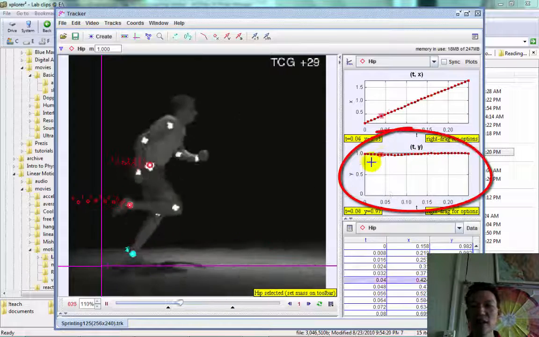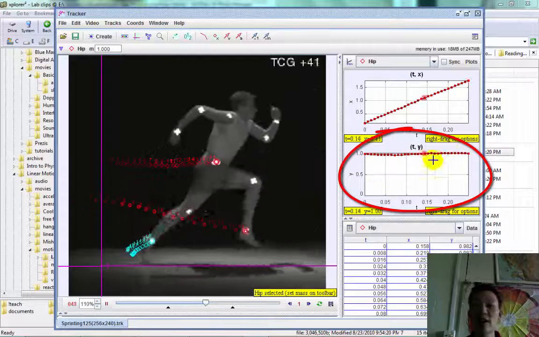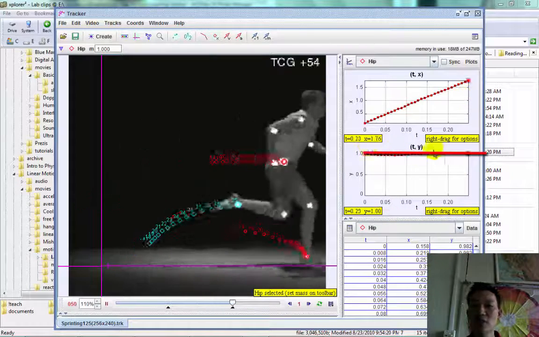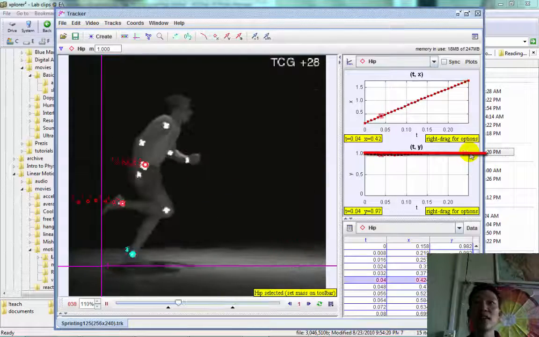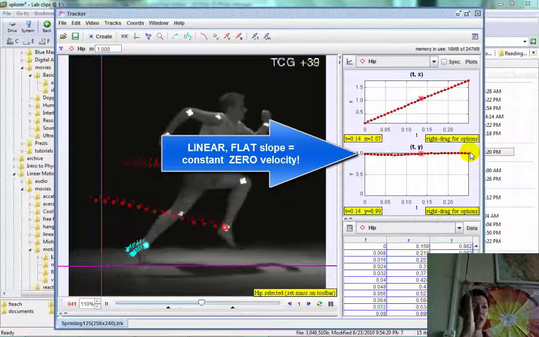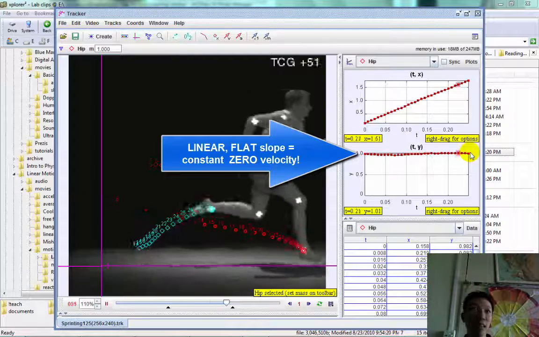What do you notice about this graph? It's also a straight line, right? But is it a linear relationship that's increasing, or does it have a slope that's pretty flat? It's got a slope that's pretty flat. So what does that tell me about the motion of the hip in the Y direction? Is it changing up and down, or is it staying nice and level? Nice and level.